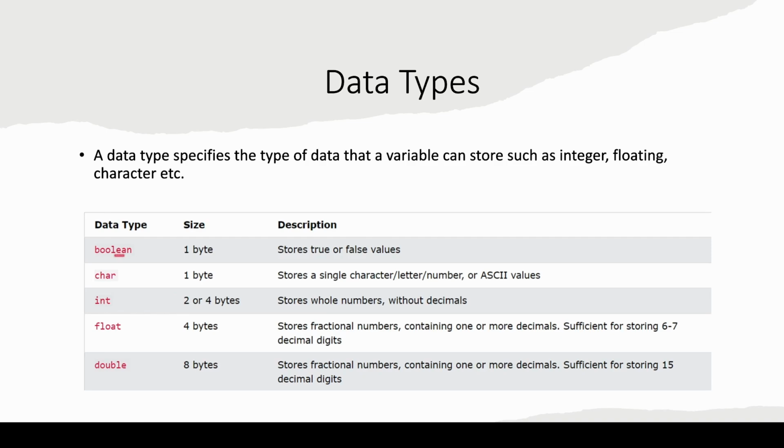And you can see that boolean stores true or false. Character stores a single character, letter, or number, or any ASCII value. What does int store? Int stores whole numbers without any decimals. And what about float? Float stores fractional numbers containing one or more decimals, sufficient for storing 6 to 7 decimal digits. And double. Double stores fractional numbers containing one or more decimals, sufficient for storing 15 decimal digits.